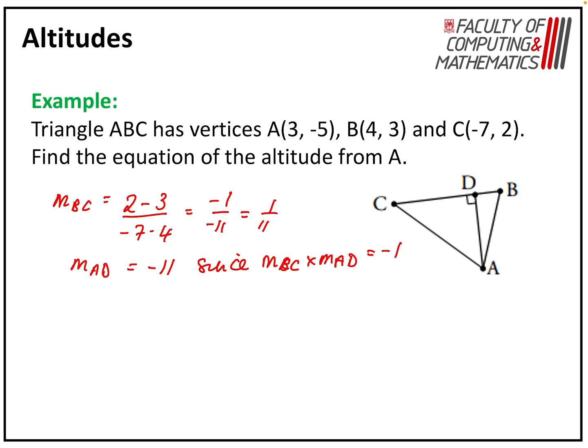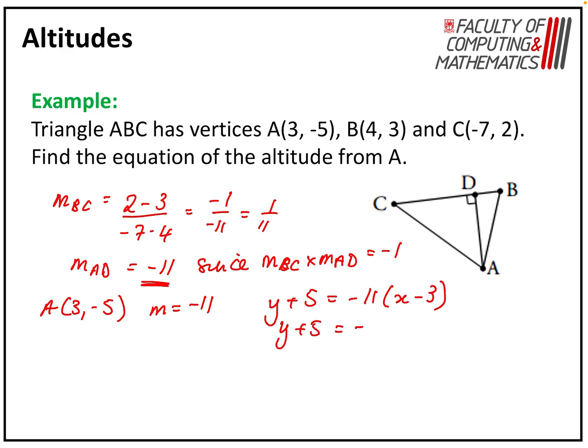Okay, we're then going to use A and this gradient here, so A being 3, minus 5, and my gradient minus 11, and substitute it in. Okay, tidy it up. I'm going to take 33 away, so minus 28 is equal to 0.